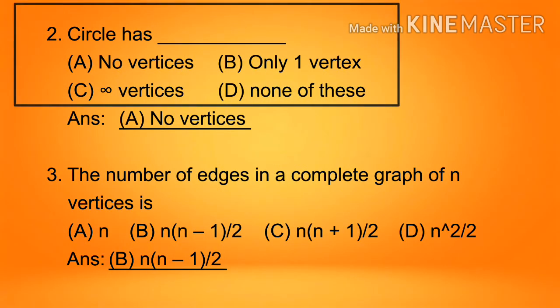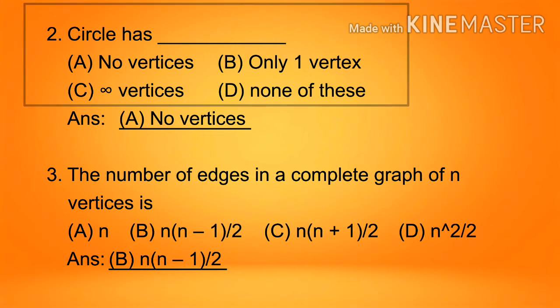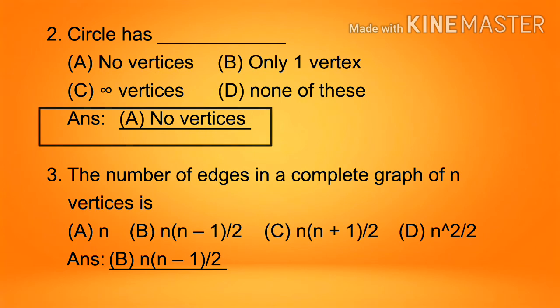The second question is, circle has dash. Option A, no vertices. Option B, only one vertex. Option C, infinite vertices. Option D, none of these. The answer is option A, no vertices. That is, circle has no vertices.